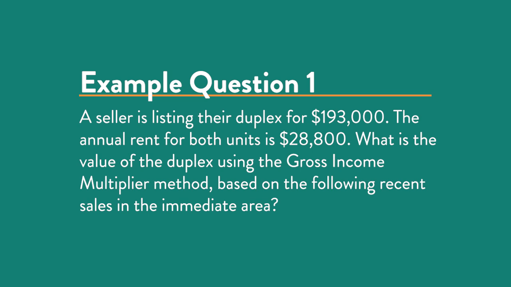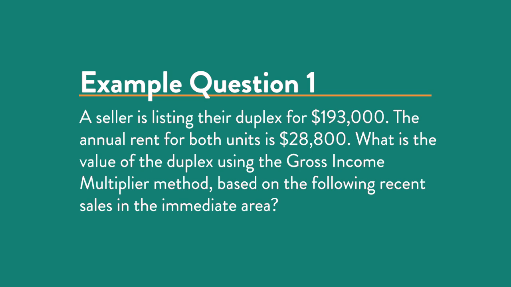Now here it says a seller is listing their duplex for $193,000. The annual rent for both units is $28,800. If I were answering this question, I would be more careful to see whether it said for both units or each unit. If it said each unit, then you would have to remember to double the rent to answer the question. Here it says both units, so we'll leave it the same.